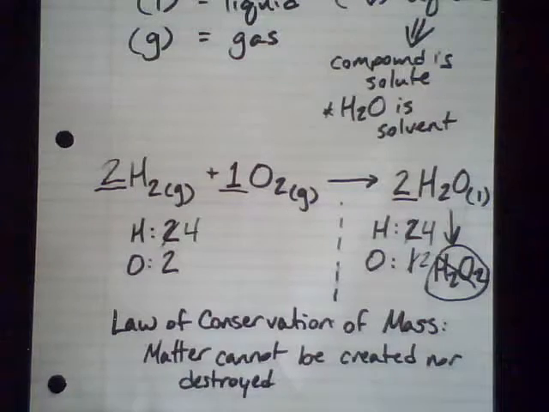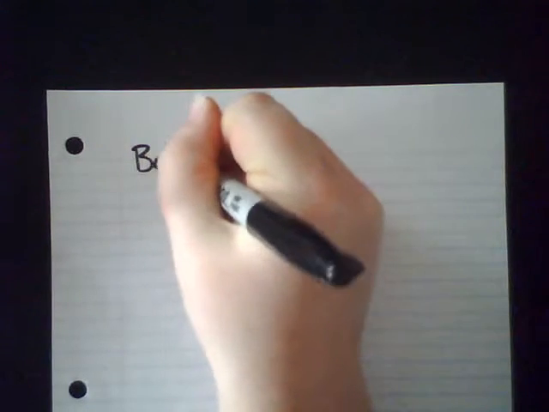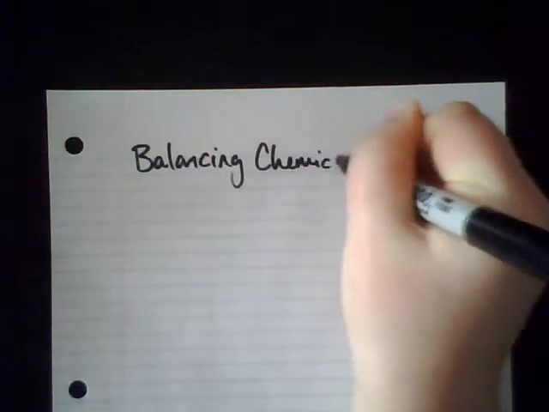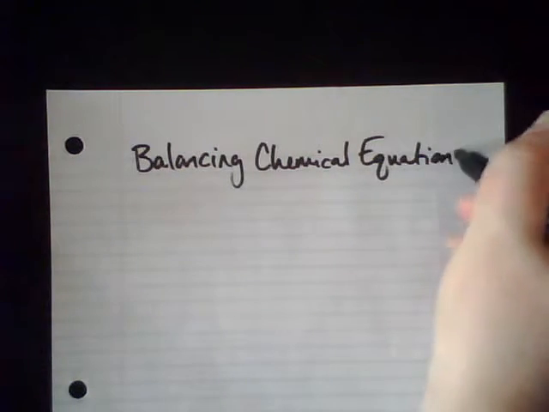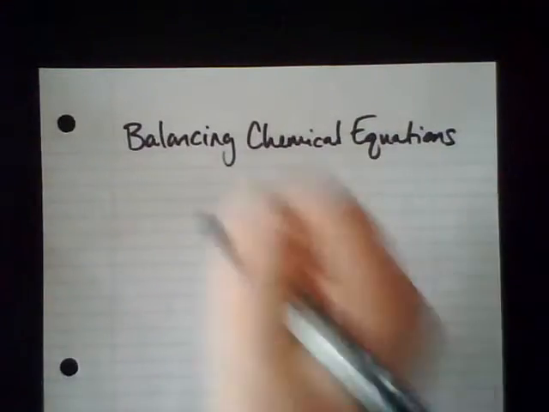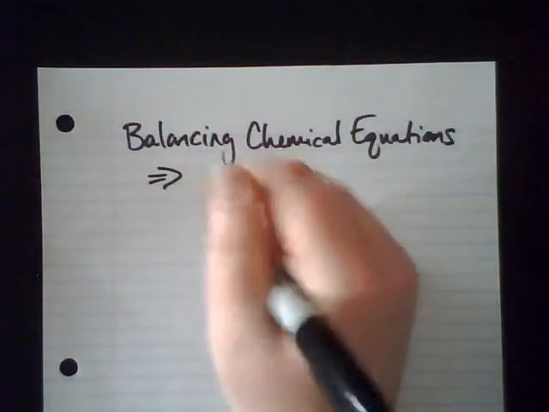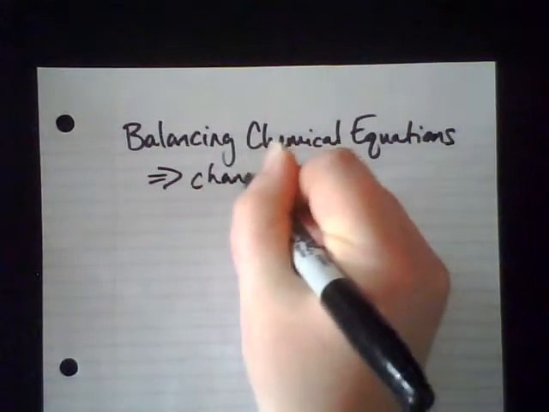So let's look at some other examples. What we're practicing here, this skill that you're getting, is something that you always will get out of a chemistry class, and that's balancing chemical equations. And when you're balancing, again, you can't change the subscripts, but you're changing the coefficients.